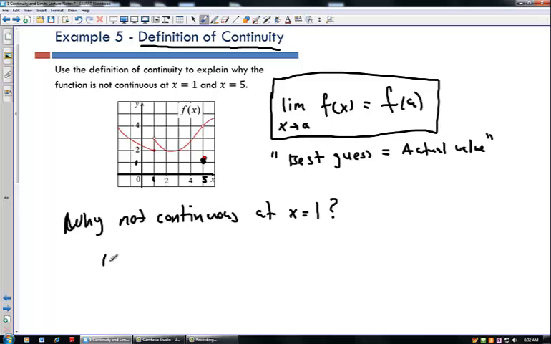In the other part, we said the limit as x goes to 1 of f of x: when you came in from the left you had height 2, and when you came in from the right you had height 3, so this limit does not exist. So it certainly cannot be equal to the actual value. The actual value when you plug in 1 is height 2. So this definition is not satisfied, and that's why it's not continuous there.